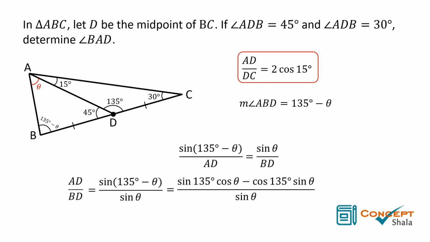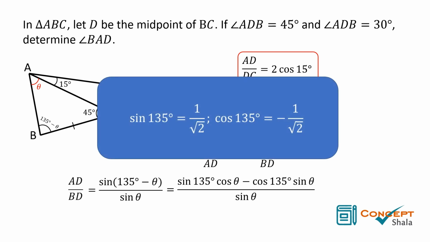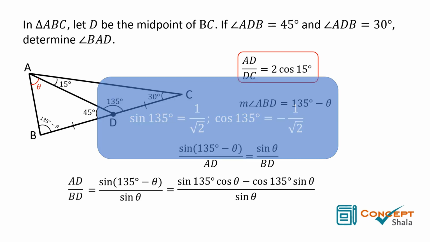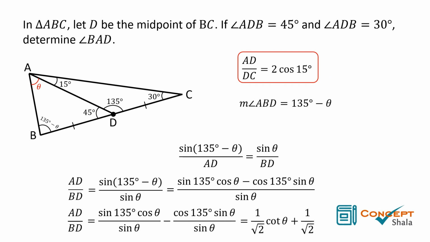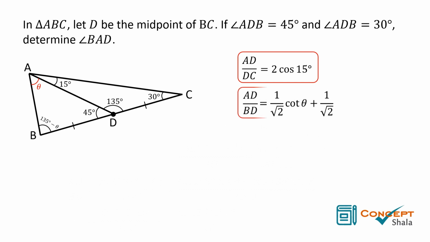We know that sine of 135 degrees is 1 over root 2 and cos of 135 degrees is negative 1 over root 2. Substituting these values into the equation, we get AD over BD as 1 by root 2 cot theta plus 1 by root 2. Let's box this up as our second finding and compare it to the first one.